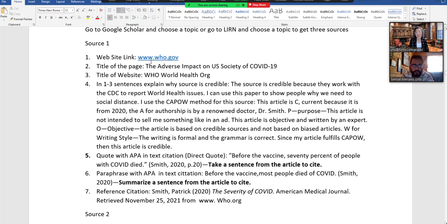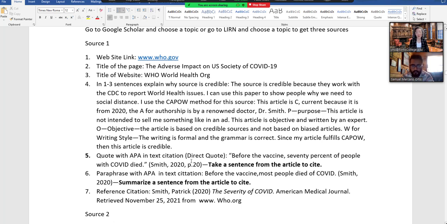So that would be here, in 1 to 3 sentences, explain why this source is credible, and that's where you put in your kapow. Then you put in the CA whatever, and then you have a quote. It's not going to say direct quote. I think that's a mistake on the worksheet, but it's just going to say quote with APA in-text citation. They mean to say direct quote, okay?